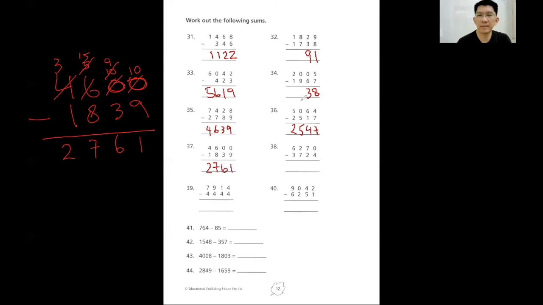Okay. Let's move on to number 38. Okay, 38 is 6,270 minus 3,724.